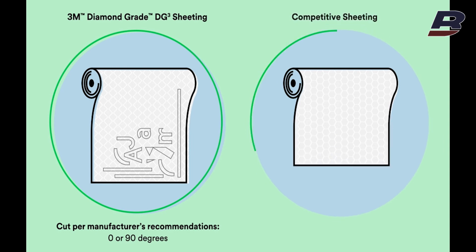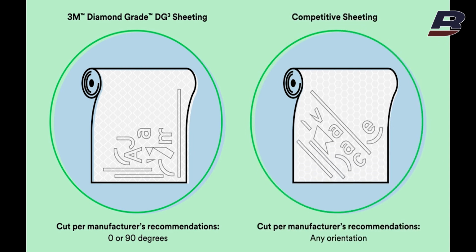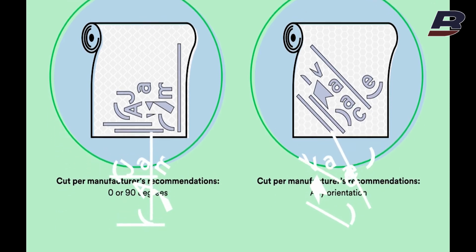Listen carefully to the voiceover. On the right, competitive Type 11 reflective sheeting was cut at multiple orientations per their sign fabricator recommendations. It's a pure lie. There is no recommendation in the Avery Dennison product bulletin to use multiple orientations. It's not even manipulation, it's a pure lie.